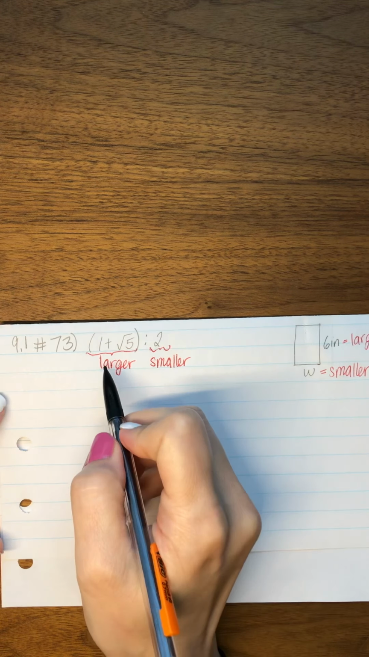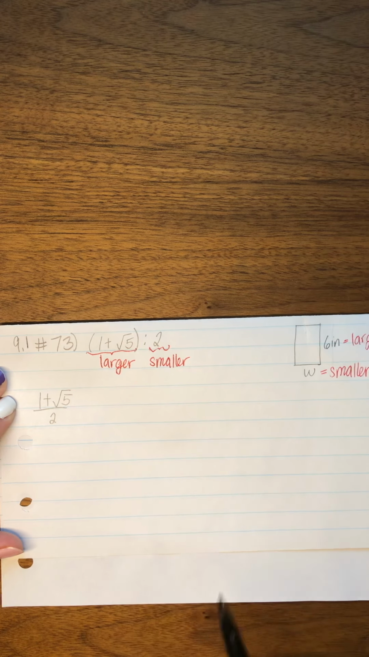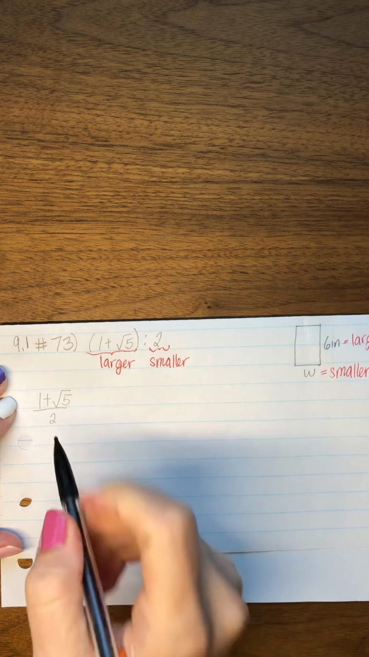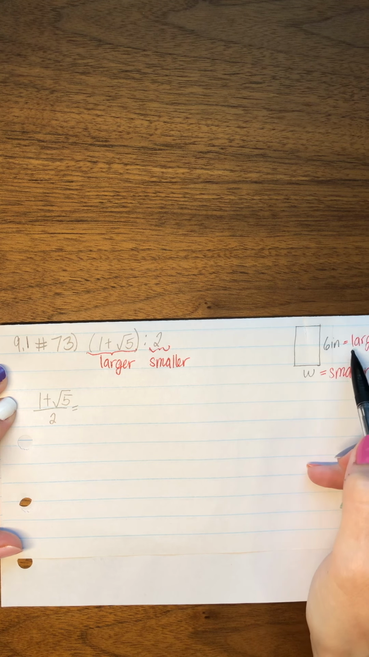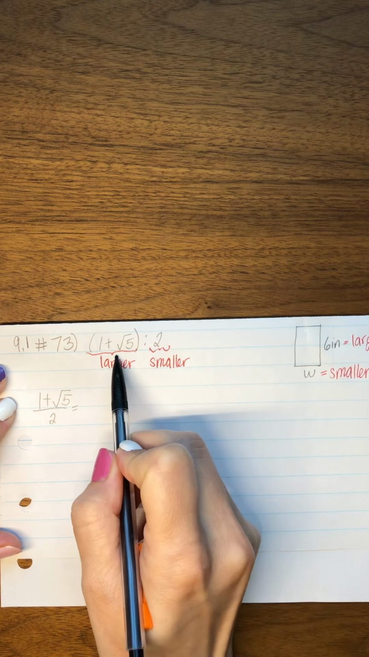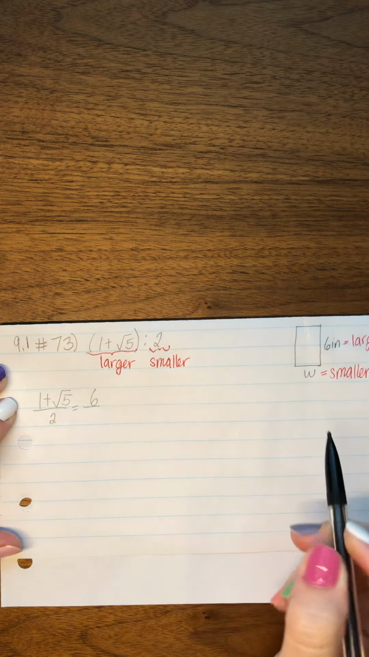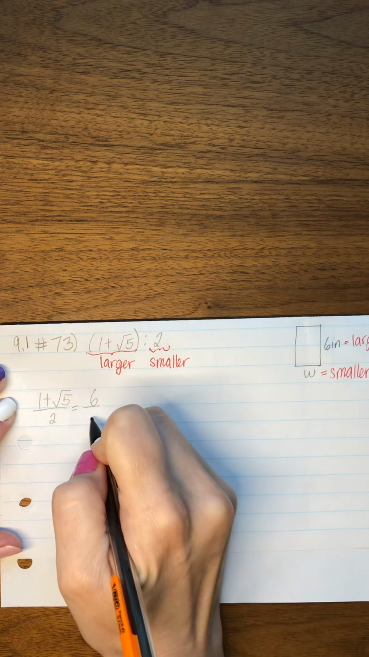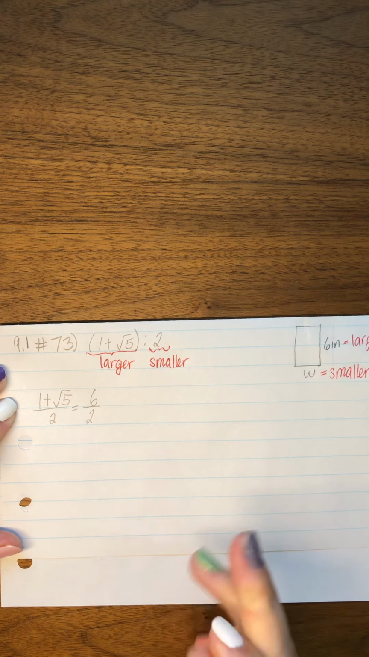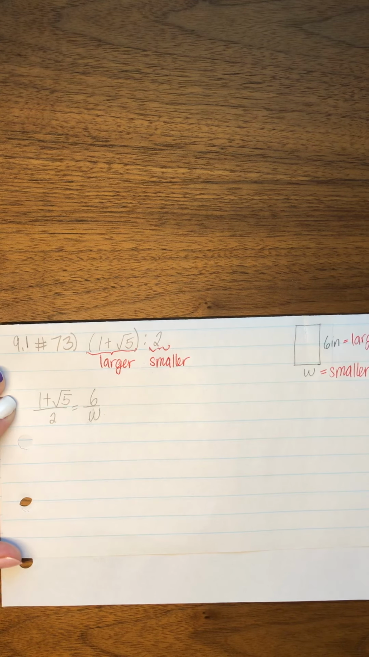So let's set this up. I'm going to have 1 plus the square root of 5 over 2. That's the ratio from the golden ratio. And I'm going to set it to the ratio in the sides of our text. Since 6 is the larger side, I'm going to put that with the quantity for the larger side in the golden ratio. So 6 goes up here. And then W is the smaller side. That goes with 2, which is the smaller side of the ratio. Okay, now that we have our proportion, we're going to cross multiply and solve.